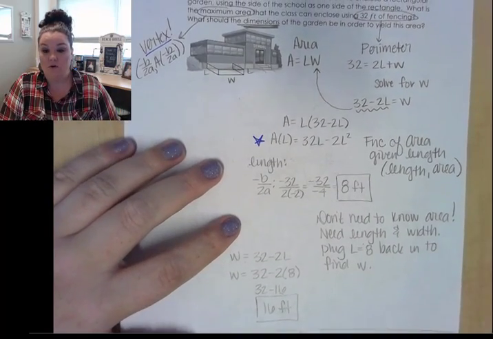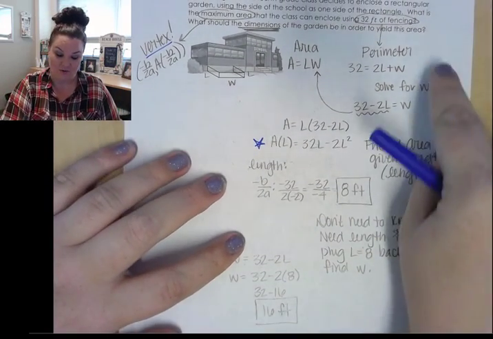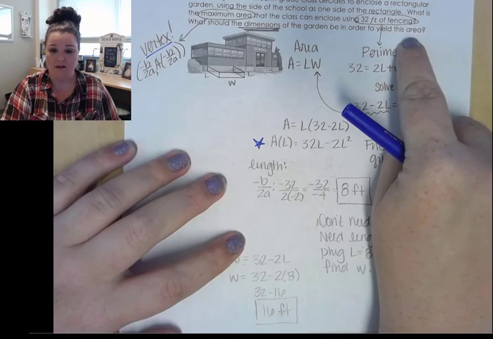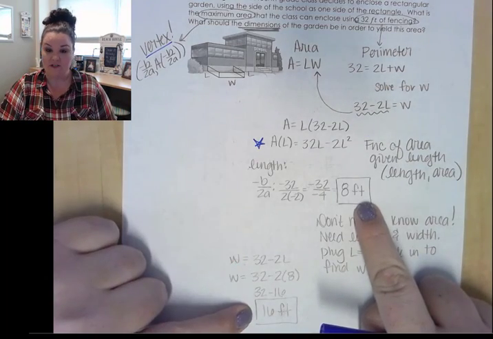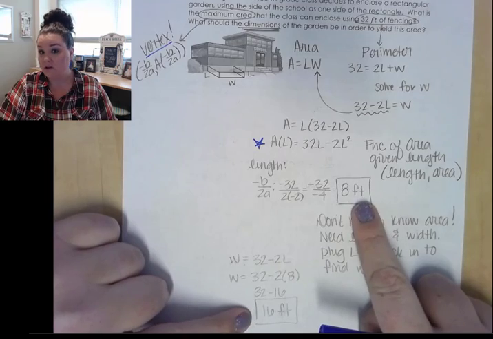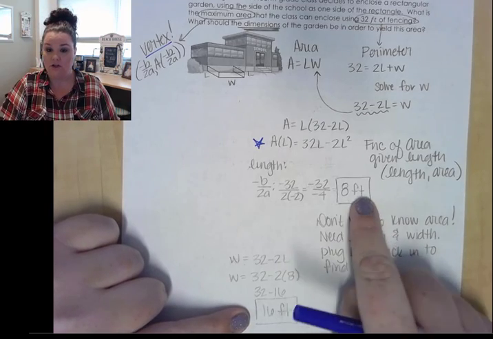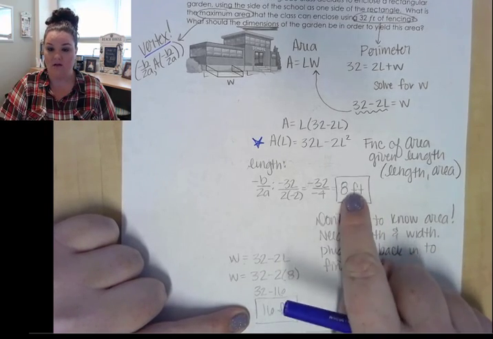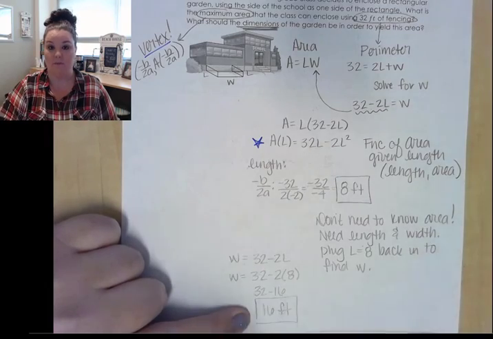Now, I just want to note, if they had asked you to find that maximum area, now that you have the two dimensions, you could just multiply them together to find it. Or, you could have stopped here at the L and plugged it back in to find the maximum area.